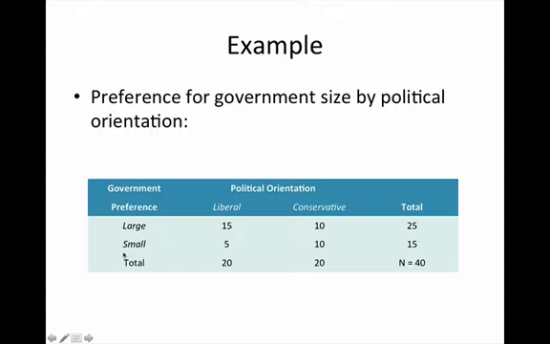And so I can have row category totals, in which case I'm adding up all of the rows. So I want to know what my total is for those that prefer a large government. So I have 15 plus 10, and I have a row total of 25. Likewise, those that want small government, I have 5 plus 10, which gives me 15. And then I have my column totals, in which case I'm looking at how many have identified as liberal, 15 plus 5 is 20, and how many have identified as conservative, 10 plus 10 is 20.